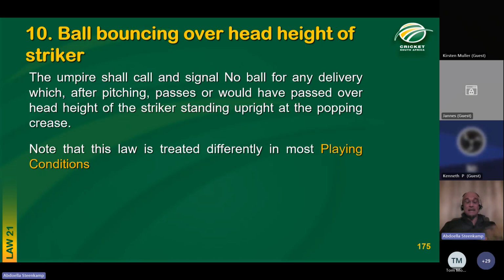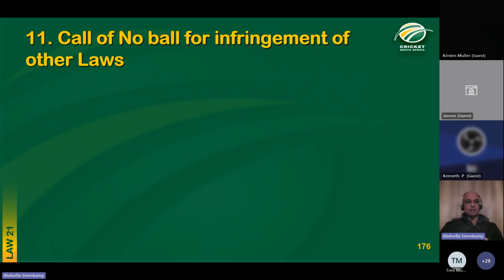But in many competitions across the world, if the ball goes above the striker's head, you've often seen on TV, umpires don't call no ball. They call and signal wide ball. So again, that is a playing condition for certain competitions around the world that treats it differently. Playing conditions say if it's above head height, you call and signal wide ball. But according to the laws of cricket, you call and signal no ball if it passes above head height of the striker standing upright at the popping crease.